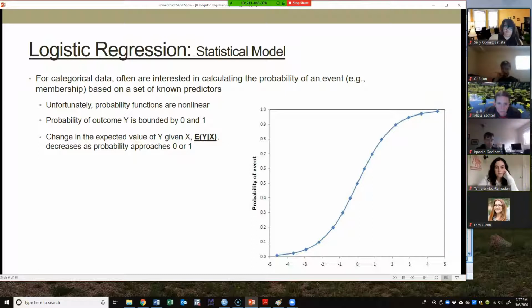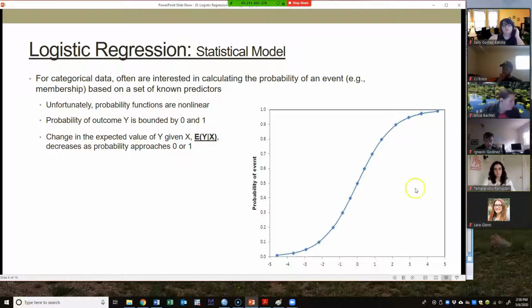And so what we see is that with this nonlinear function, the expected bang for my buck that I get with a unit change in x becomes less and less as I get closer and closer to those 0 and 1 points.